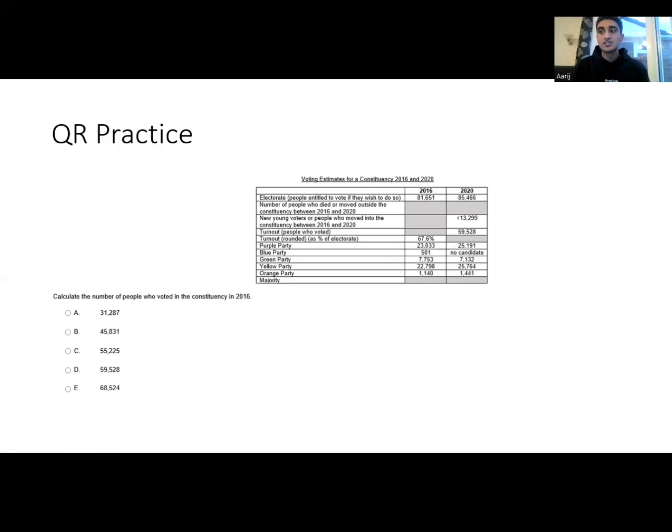So all you're doing is adding up all the numbers of voters for each party. So you have purple party, blue party, green party, yellow party, and orange party. It's quite simple, really. All you're doing is adding up 23,033, 501, 7,753, 2,200, 22,798, 1,140, and that gives you a total of 55,225. So I feel like that one was quite straightforward.